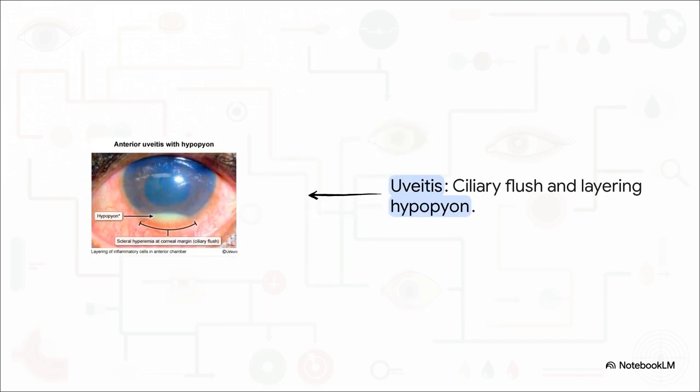Shifting gears to the painful photophobic eye, let's talk about anterior uveitis. This presents with a classic ciliary flush, that's prominent scleral hyperemia right at the corneal margin. You might also notice a hypopyon, which is the actual layering of inflammatory white blood cells right in the anterior chamber. The patient is going to come in with acute ocular pain, severe photophobia, decreased visual acuity, and your exam will show a constricted pupil. Urgent management is key here.